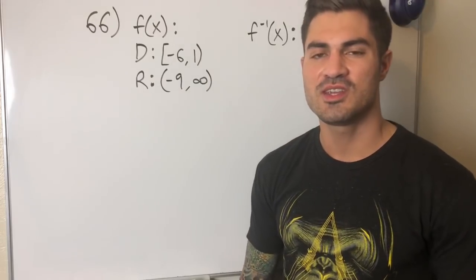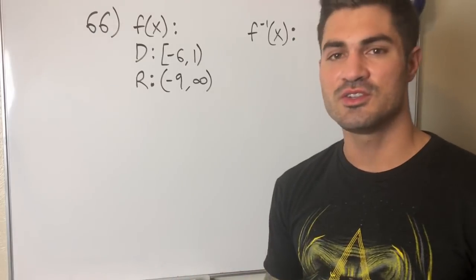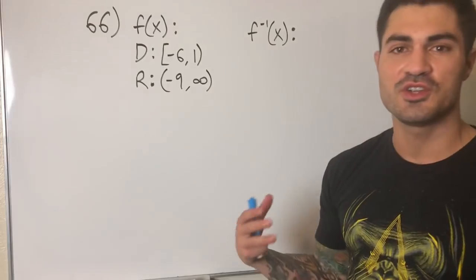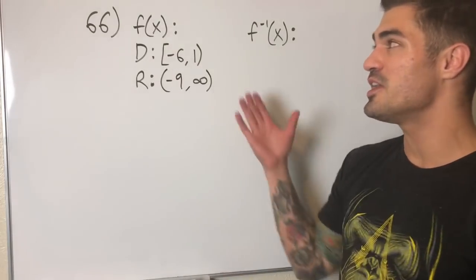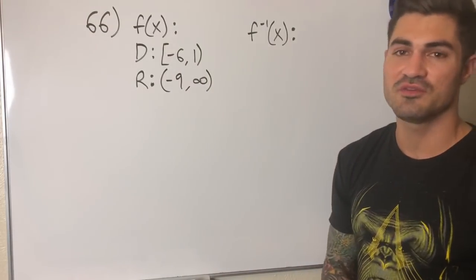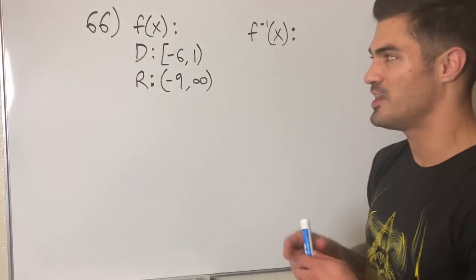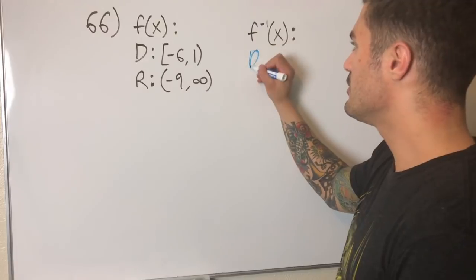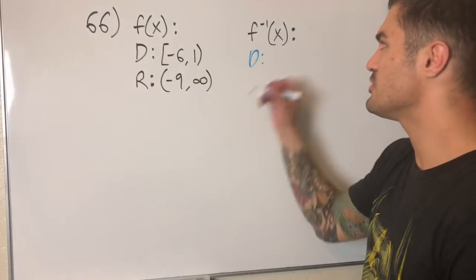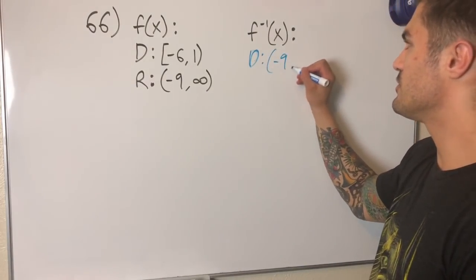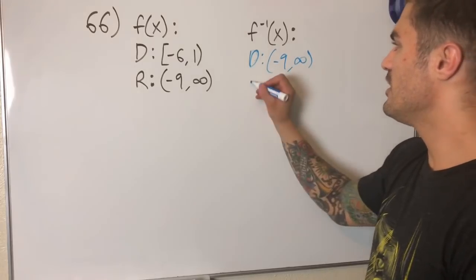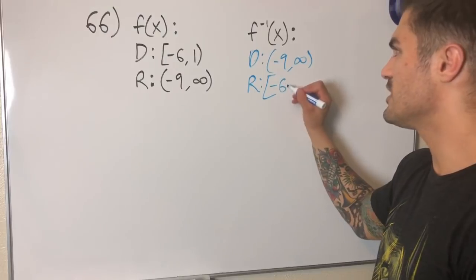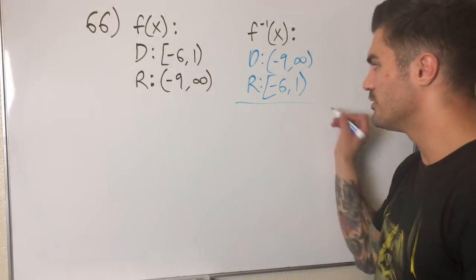All right, for number 66, you really don't have to do any computations or any math. It just wants you to remember the relationship between a function and its inverse. And that is that the domain of a function is the range of its inverse, and the range of a function is the domain of its inverse. So for our solution for the f inverse here, the domain will simply just be the range of the original function, which is from -9 to infinity, and then the range will just be the domain of the original function, which is from -6 to 1.